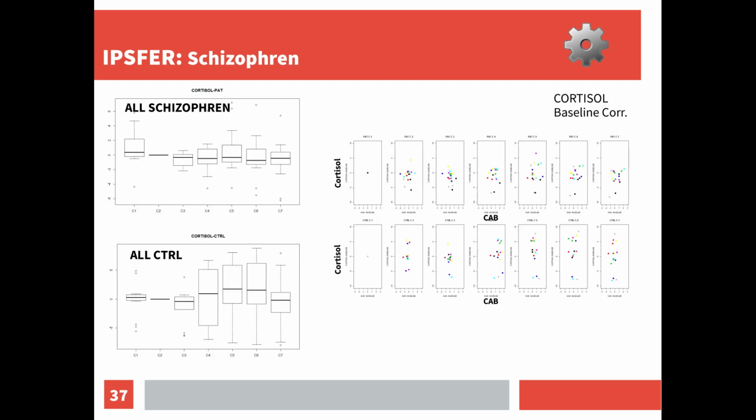Cortisol levels in schizophrenia patients show significant deviations from baseline, indicating altered stress responses. This dysregulation can impact cognitive functions and emotional stability. Understanding cortisol's role is crucial for developing targeted interventions to manage symptoms effectively.